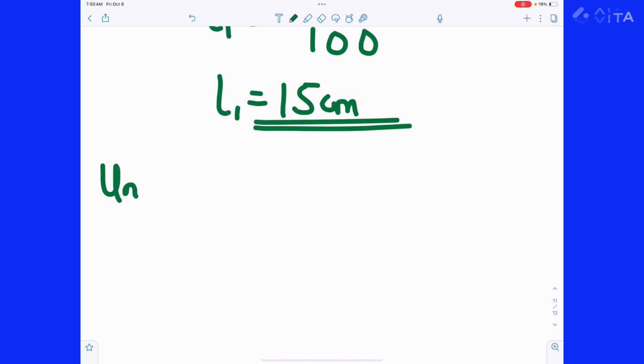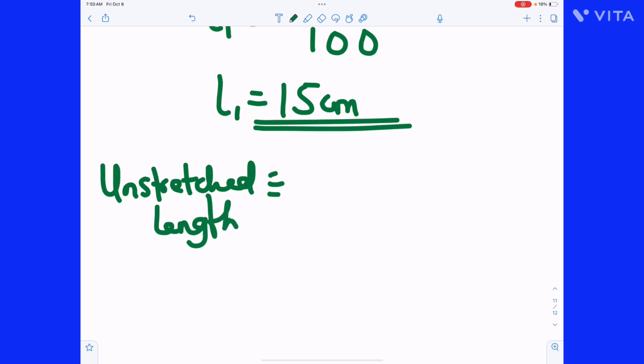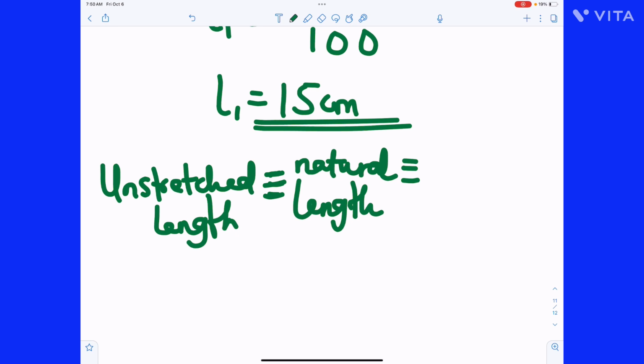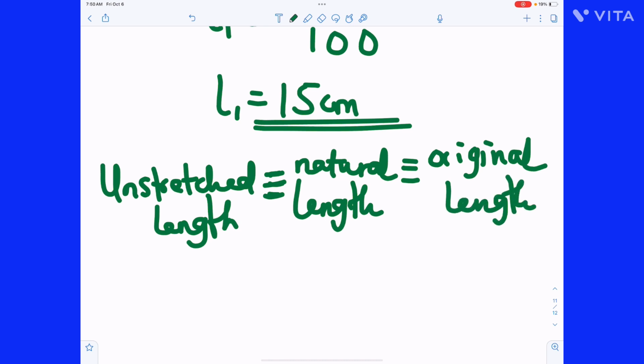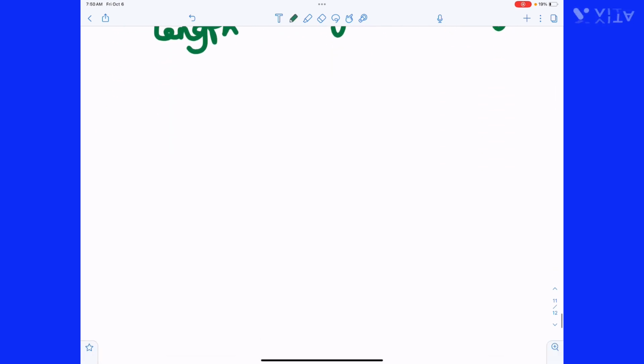Never mind the English. Unstretched length is the same thing as natural length. You understand? English is not always a problem here. They're just changing words. So unstretched length is the same thing as natural length. Natural length is the same thing as original length. They all mean the same thing, so don't let that confuse you. Let's go to question 8 now. Question 8, we'll take it one after the other.